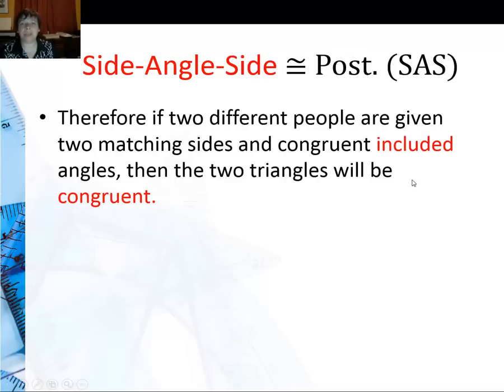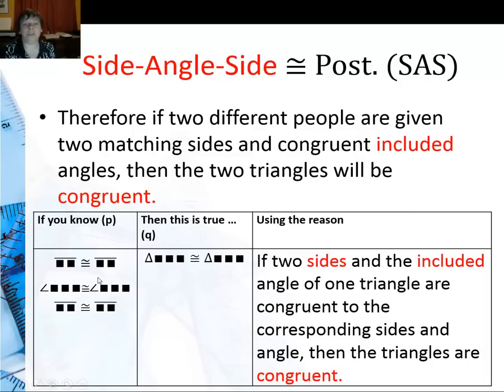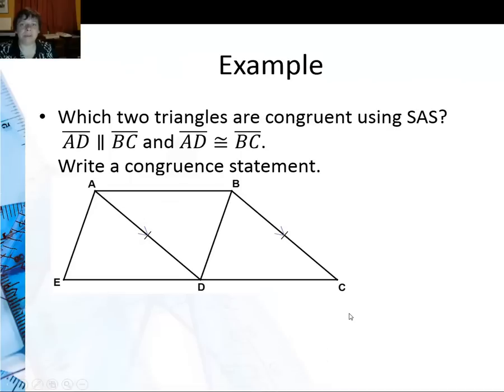So the side, angle, side postulate says that if two different people are given two matching sides, and the angle between them, the included angle, is the same, then the two triangles have to be congruent. So it will look like side, angle, side. These are congruent, which means that the triangles are congruent. And the postulate, again, is if two sides and the included angle of one triangle are congruent to the corresponding sides and angle, then the triangles are congruent.